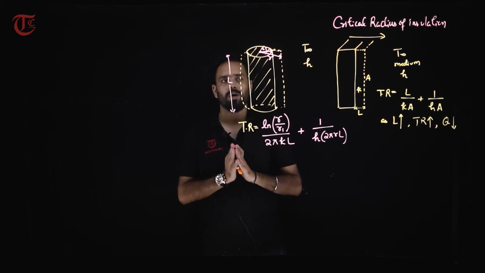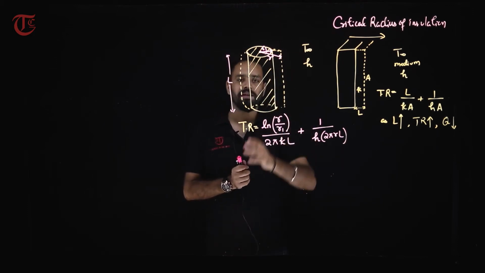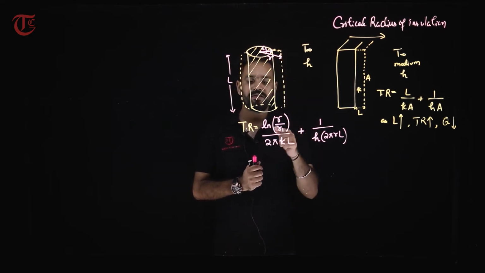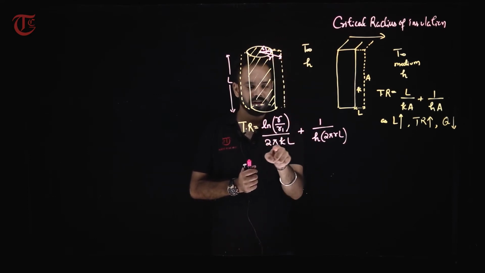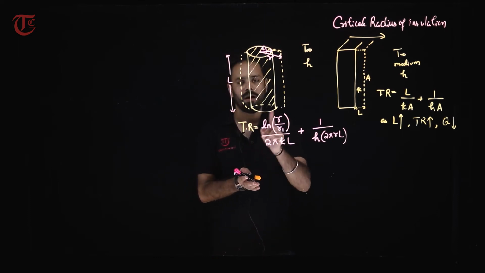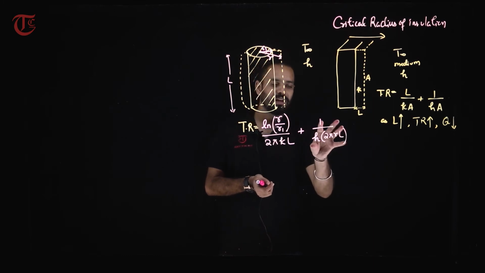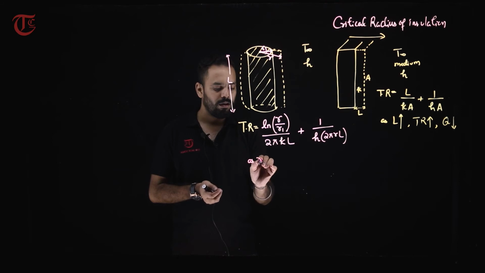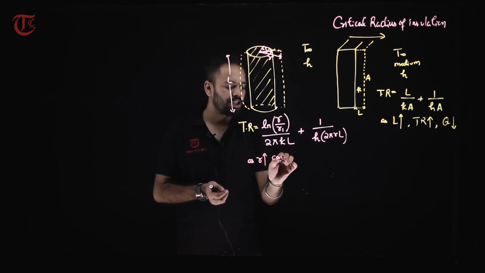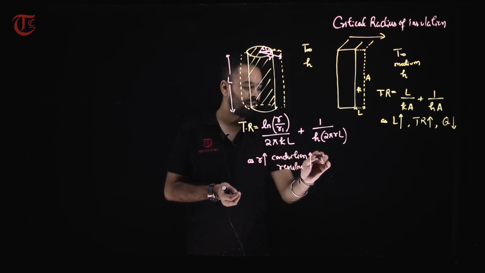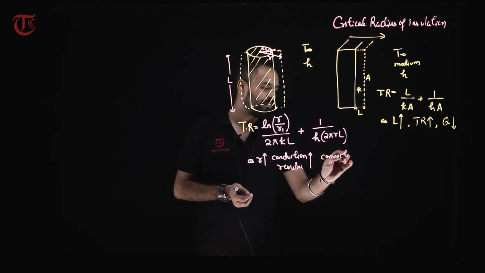Now, think about what happens when the insulation is increasing. As the thickness of the insulation increases, R increases. Now, as R increases, the conduction resistance is increasing because there is no A here, rest everything is constant, only R is variable. What happens here? The convection resistance decreases. Fine. So, as R increases, the conduction resistance increases, but the convection resistance decreases.